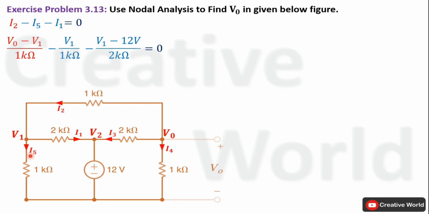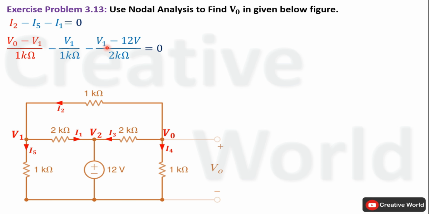Current I5 will be equal to V1 divided by 1 kilo ohm and current I1 will be equal to V1 minus V2 divided by 2 kilo ohm. Again, this resistance is connected between 2 non-reference nodes and the direction of current I1 is from node 1 to node 2. That's why we have subtracted this node voltage from V1. Here this node voltage is already given in the form of a voltage source. So V2 will be equal to 12 volt.